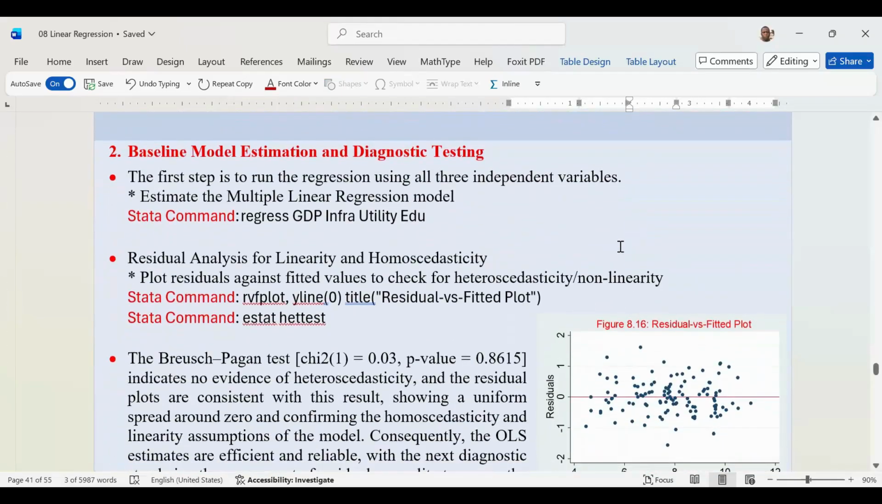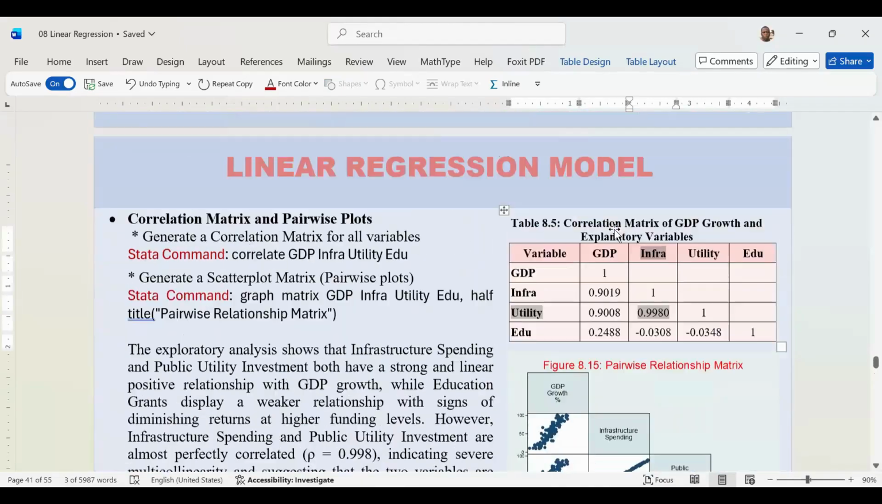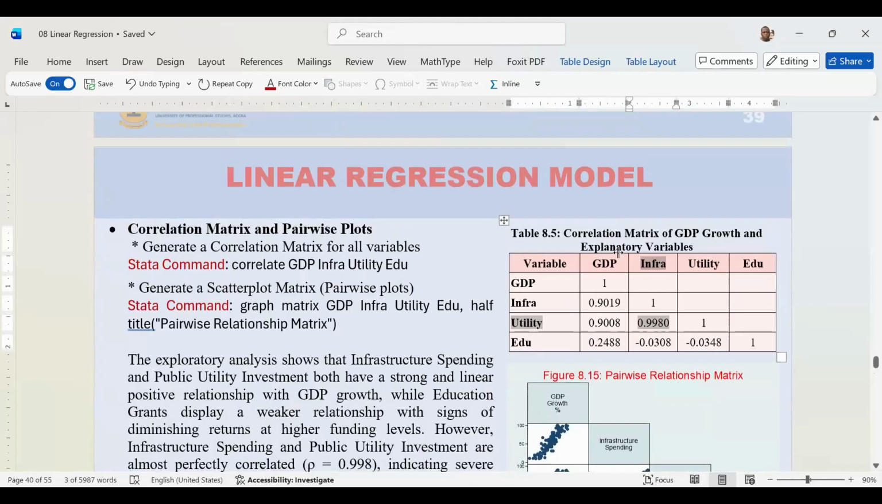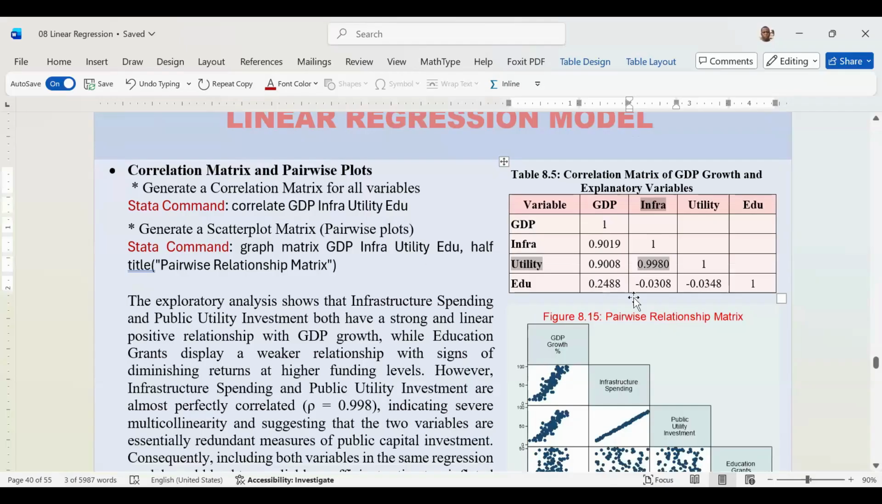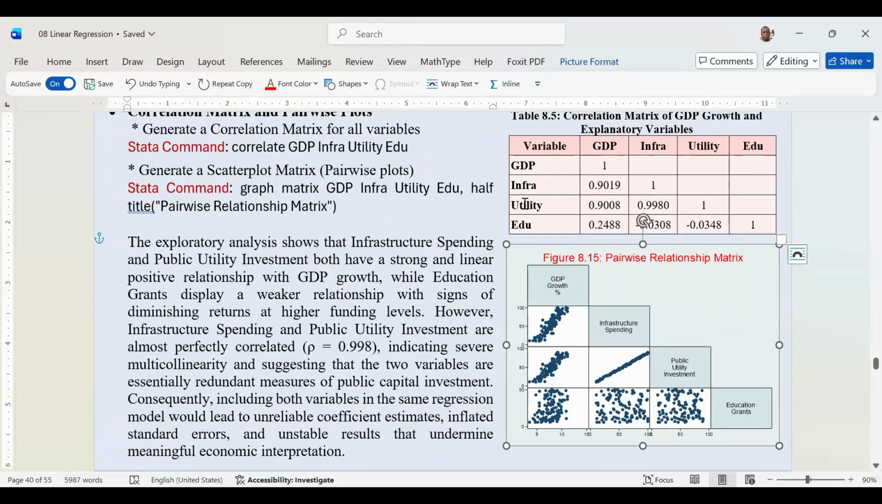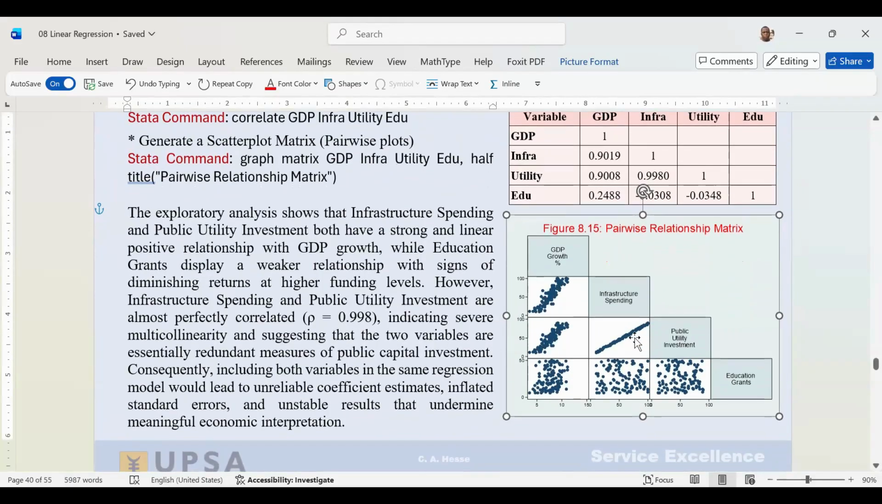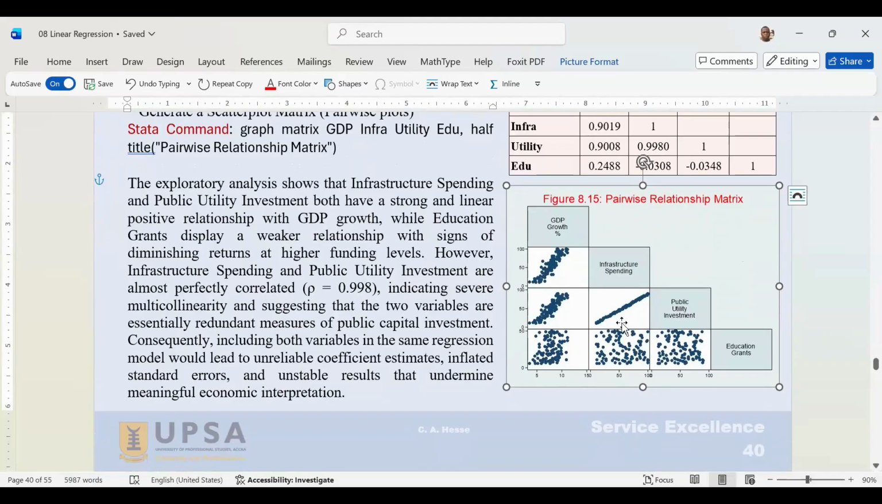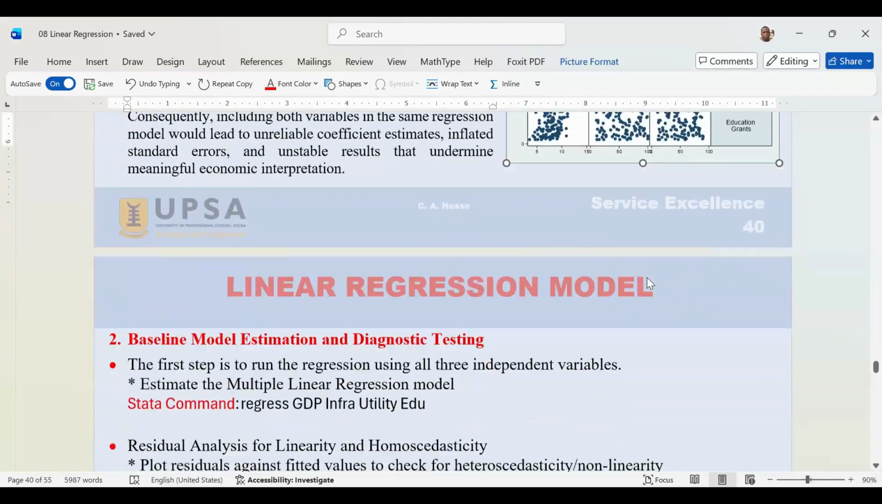Yes, sir. Great. So you can do the VIF to confirm whether infrastructure and utility have inflated variance. You can check it out. But there's high correlation between the two. And you can see from this graph, the pairwise relationship matrix, that there's an almost perfect linearity between utility and infrastructure from this diagram here. We call it the pairwise relationship matrix. So it is clear.